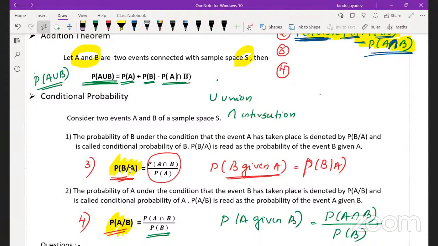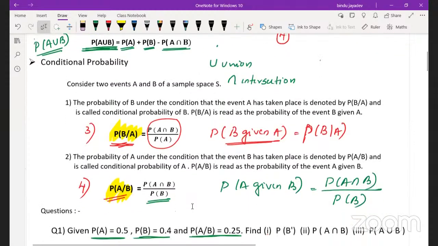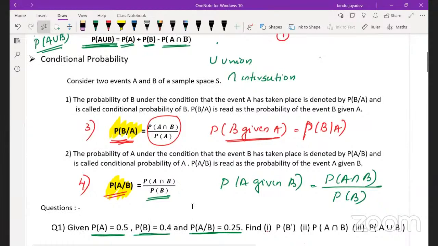Be careful, because probability of B given A and probability of A given B have only a slight difference. The numerator is the same in both, probability of A intersection B. Only the denominator differs. Just remember it this way: if you want to find probability of B given A, A will come down, and for A given B, B will come down. That is the difference.